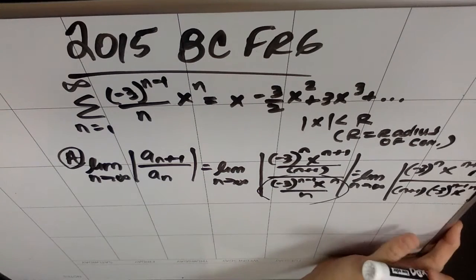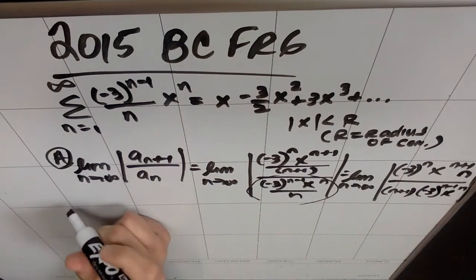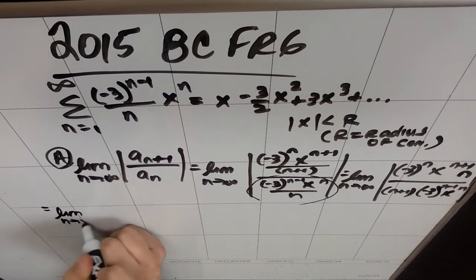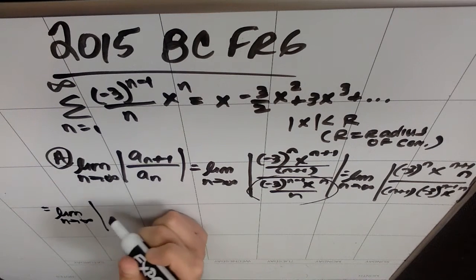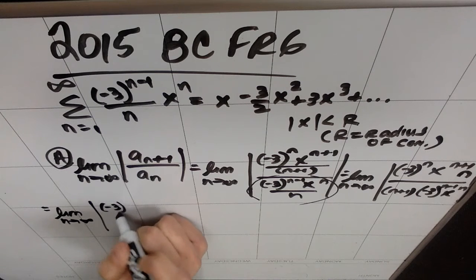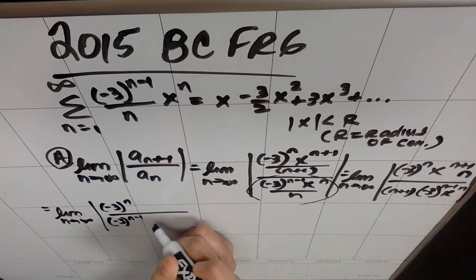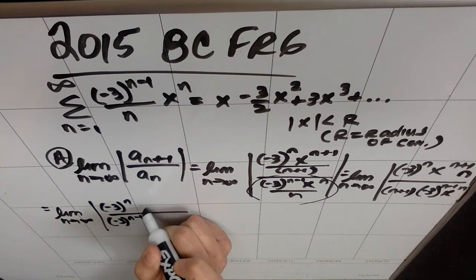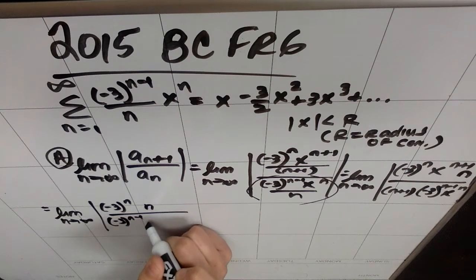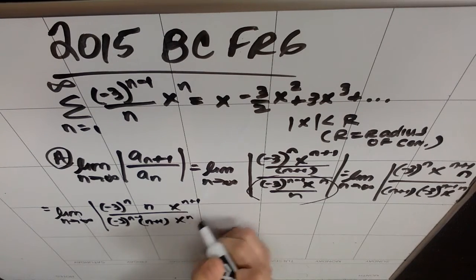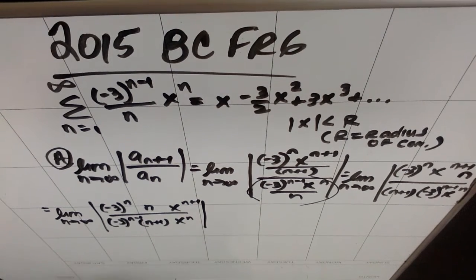Okay, so if I come back over here, I'm going to group things together the way they would be grouped because it's all multiplication, so I can put stuff where I want. So I'm going to put the negative 3 to the n on top of the negative 3 to the n minus 1. I'm going to put the n on top of the n plus 1. And I'm going to put the x to the n plus 1 on top of the x to the n. So now a bunch of stuff's going to cancel, right?